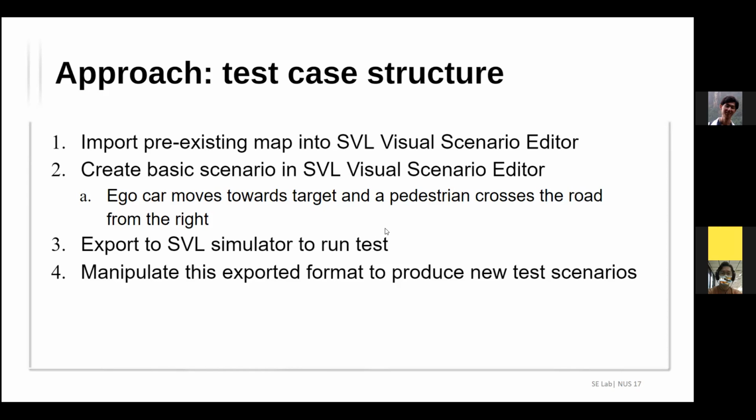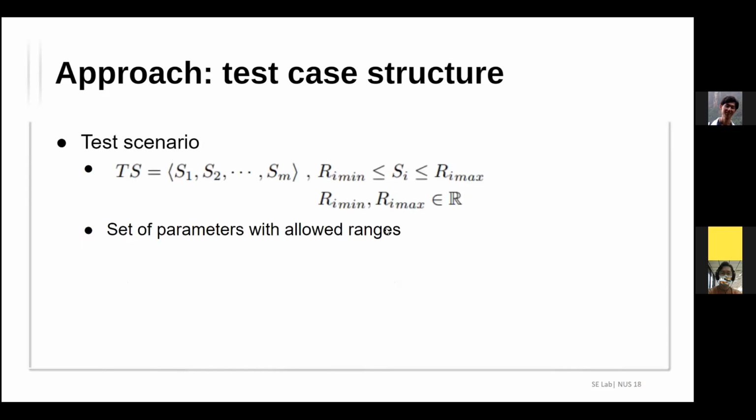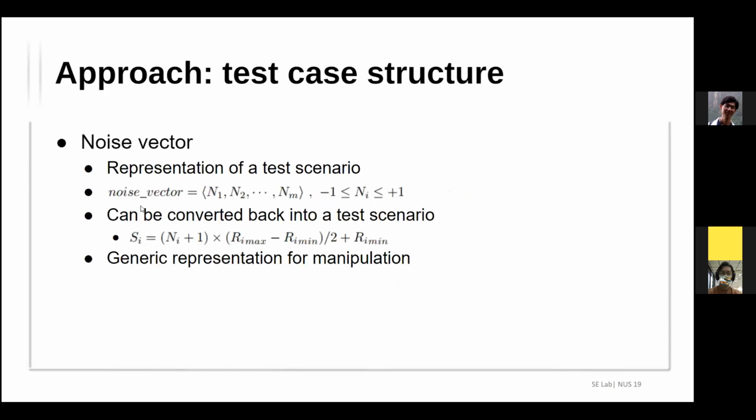So from this test scenario, they normalize the values and we get this noise vector with values normalized between -1 and +1. The authors also mention a way to convert this noise vector back into a test scenario. So now we can move back and forth between the generic representation for manipulation and the specific representation for use as a test case scenario.